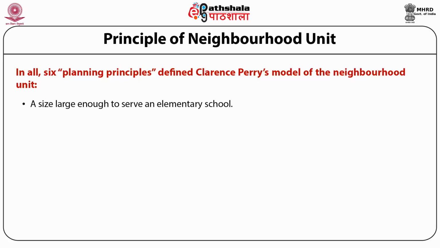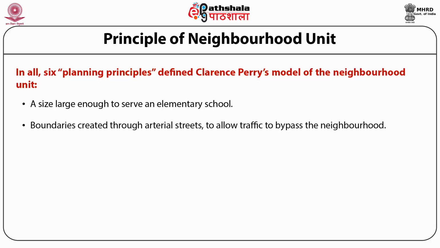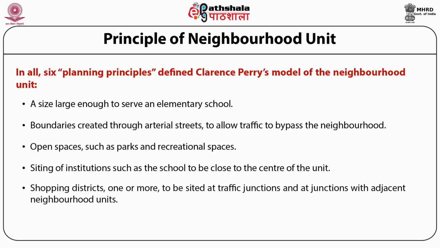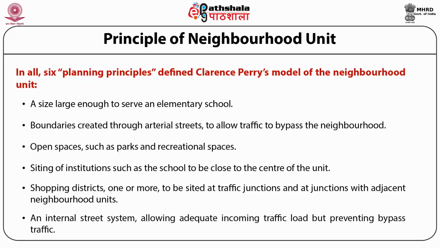One, a size large enough to serve an elementary school. Two, boundaries created through arterial streets to allow traffic to bypass the neighborhood. Three, open spaces such as parks and recreational spaces. Four, siting of institutions such as the school close to the center of the unit. Five, shopping districts, one or more, to be sited at traffic junctions and at junctions with adjacent neighborhood units. Six, an internal street system allowing adequate incoming traffic load but preventing bypass traffic.